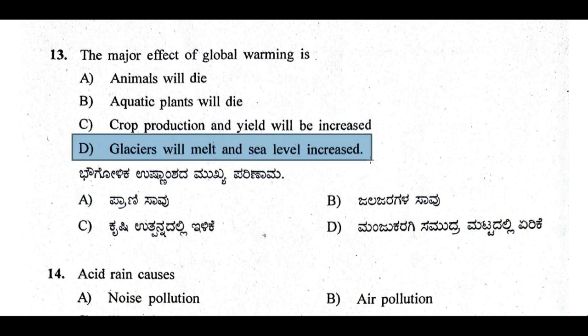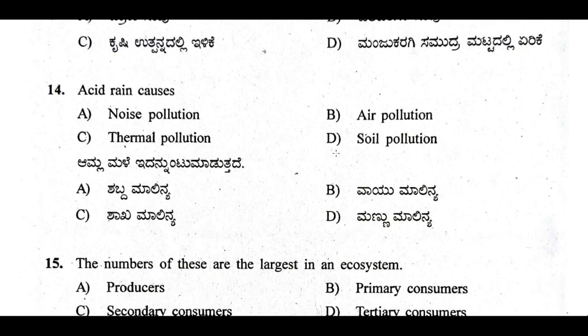Question number 14. Acid rain causes dash. Option A, noise pollution. Option B, air pollution. Option C, thermal pollution. Option D, soil pollution. Acid rain is caused by the release of sulfur dioxide and nitrogen oxides into the atmosphere, where they react with water, oxygen and other chemicals to become sulfuric and nitric acid respectively, which is called air pollution, right? So acid rain is caused due to air pollution. So option B is the right answer.